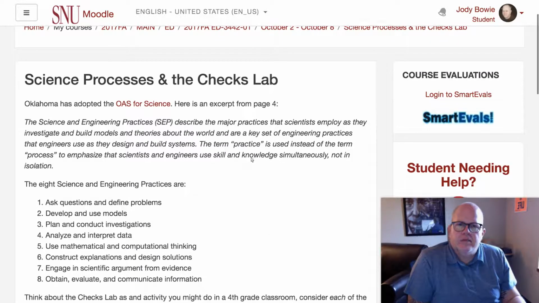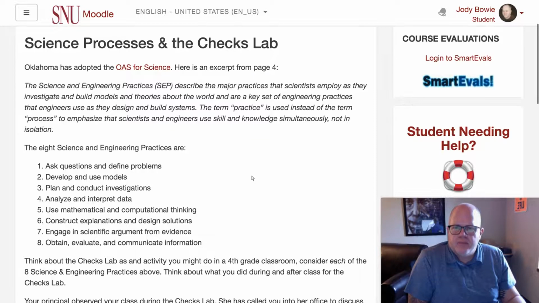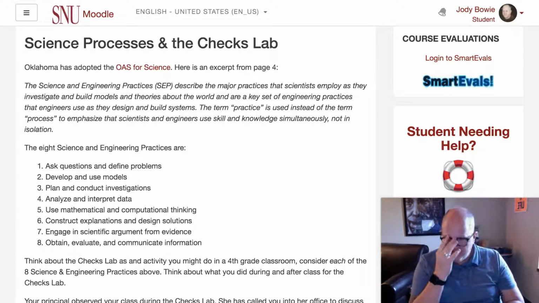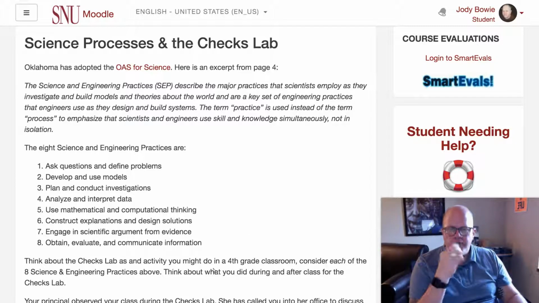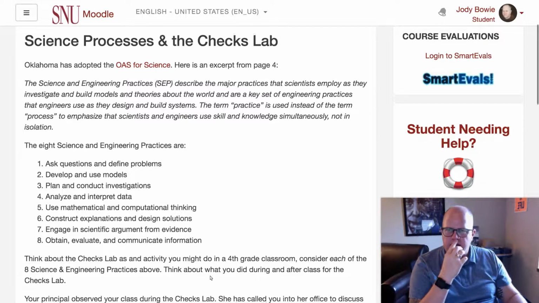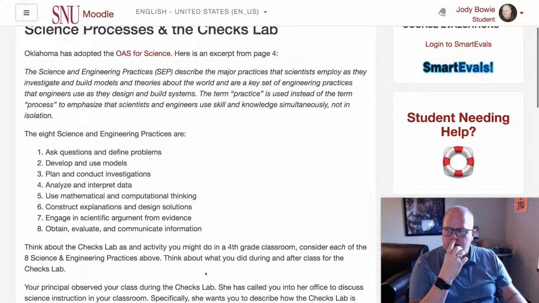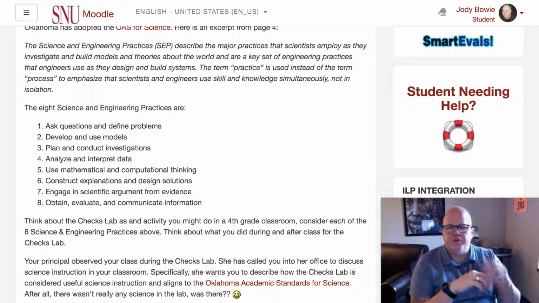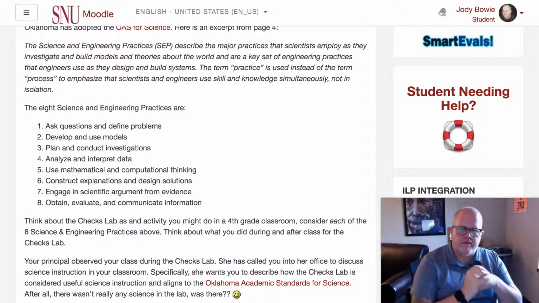So, week before last, we did the CHEX lab. And so I'm thinking that could be the type of activity that you might do in a 4th grade classroom. So imagine you have a 4th or 5th grade classroom. And I want you to think about what you did during and after class for the CHEX lab. So you had an assignment after class for the CHEX lab. Your principal came in and observed you during that CHEX lab, and she's called you into her office to discuss science instruction in your classroom.